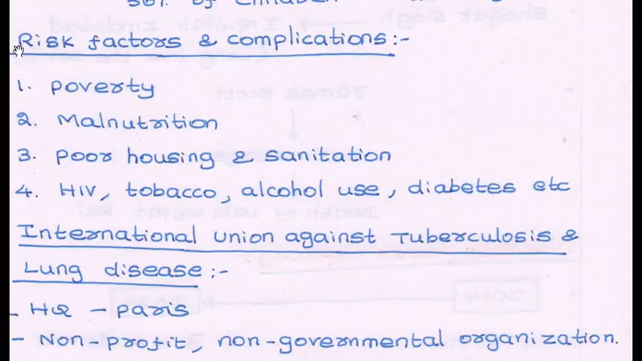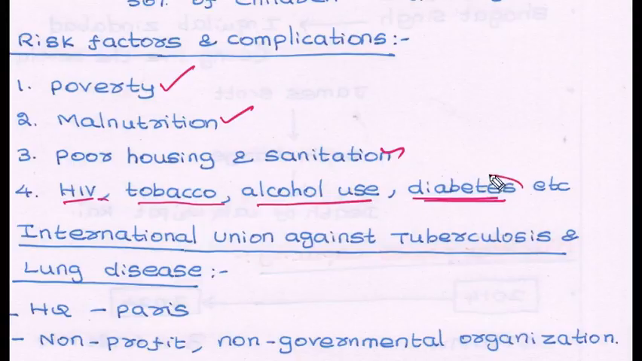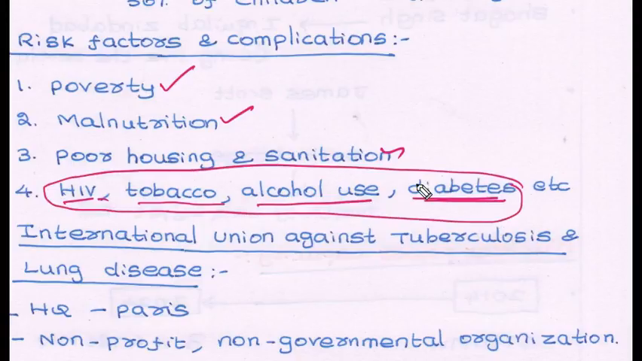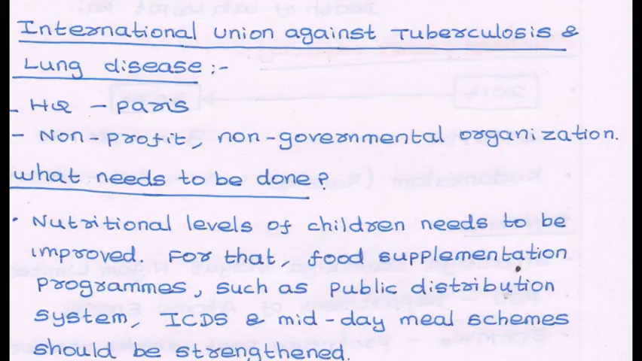So there are so many risk factors for tuberculosis. Some points we already discussed. Some of the points are poverty, malnutrition, poor housing and sanitation, and some of the complications are HIV, tobacco, alcohol use, and diabetes. These are the risk factors. If a person has these habits or diseases, tuberculosis may come easily.